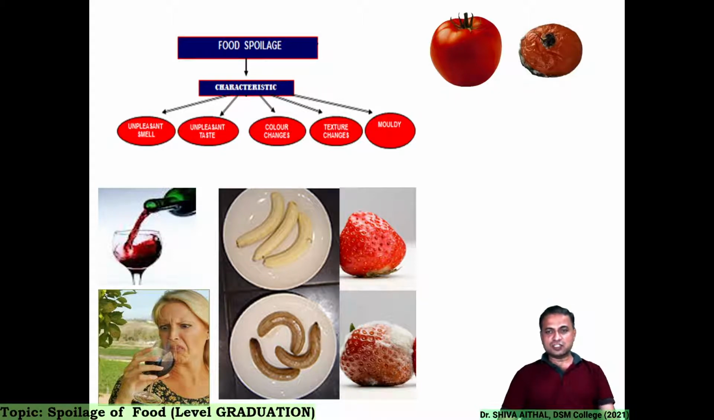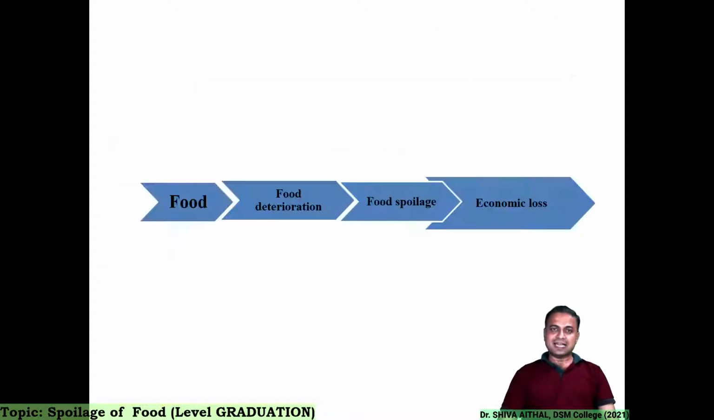Change in the texture, the strawberry in the picture you can see, it has become moldy. Change of the color, tomato in the slide you can see it has dried off, and some fungus or mold has grown on it. So there are various characteristic features, we can call them types of food spoilage. As we go on to see the types of food spoilage, that is, a food deteriorates, it gets spoiled, and it is a big loss to the economy.